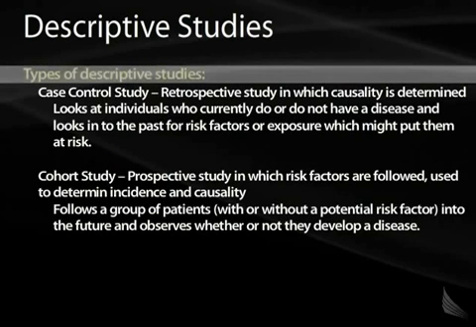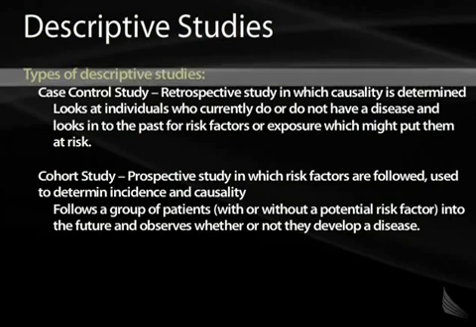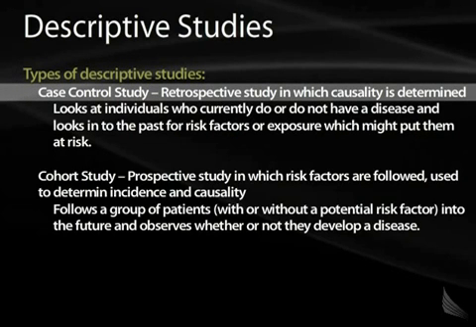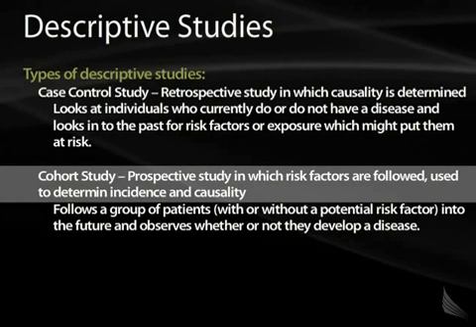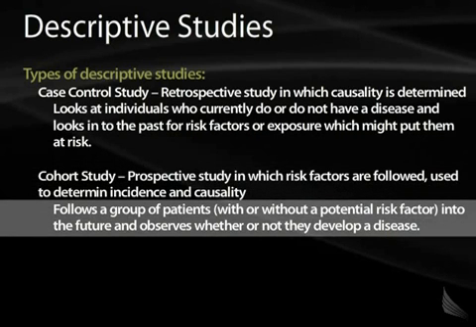There are two major types of descriptive studies. We have case control studies. These are retrospective studies in which causality is determined. For example, this approach looks at individuals who currently do or do not have a disease and looks into the past for a risk factor or risk factors or exposures which might put them at risk. In contrast, a cohort study is a prospective study in which risk factors are followed, used to determine incidence and causality. Here we follow a group of patients with or without a potential risk factor into the future and observe whether or not they develop a disease.